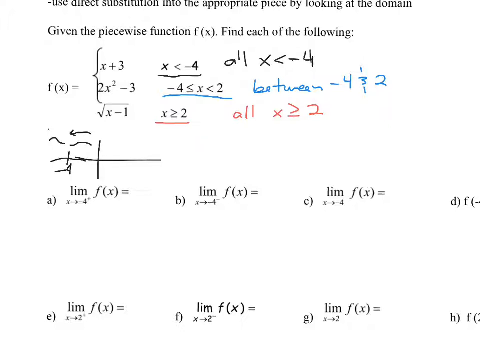So that means it's going to be numbers that are slightly bigger than negative 4. So that's really going to be this middle part of the graph, because those are values that are slightly bigger than negative 4, all the way to 2. So I'm just going to plug in negative 4 for that middle piece, 2x squared minus 3. Negative 4 squared is 16. So we have 2 times 16 minus 3. That's 32 minus 3, so that's 29. So the limit from the right is 29.